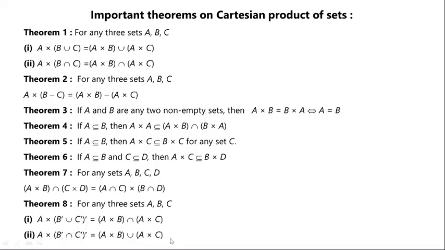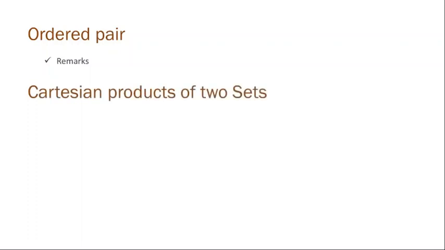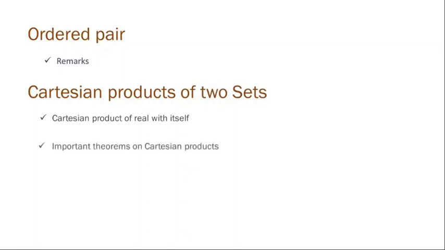So in this lecture we have covered the ordered pair and a few remarks that depend upon the ordered pair. Next, Cartesian products of two sets, within it the Cartesian product of the real numbers with itself also, and important theorems on Cartesian product with a few examples.